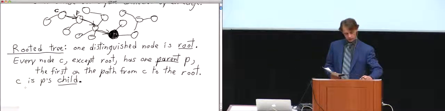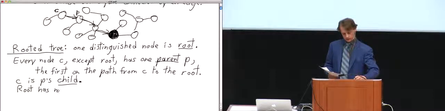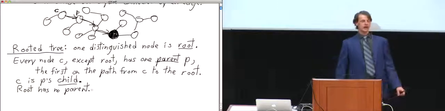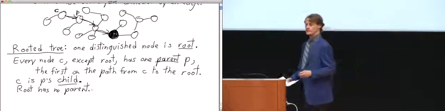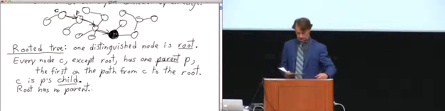Again, one more time, the root has no parent. But every other node does. On the other hand, there's no limit to how many children a node can have.